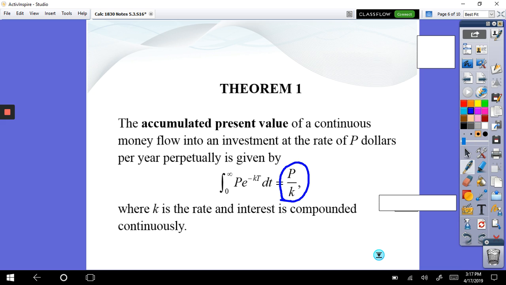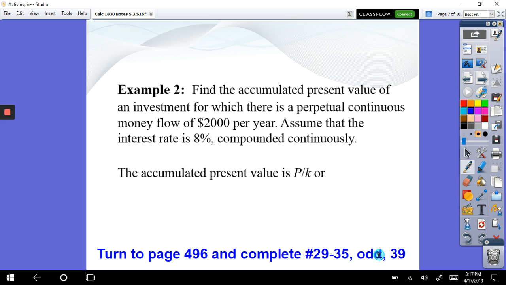So what the heck does that mean? Well, accumulated present value means what we wish to pull off of an investment each year. Then you can determine what rate you're going to have, and you can figure out how much money you're going to need in that investment. So just remember this P over k as we flip the page here. So how much money would you have to have chunked away in order to pull off $2,000 a year?